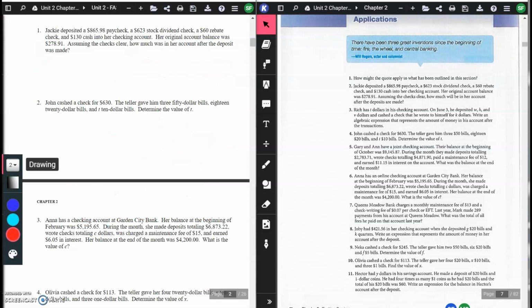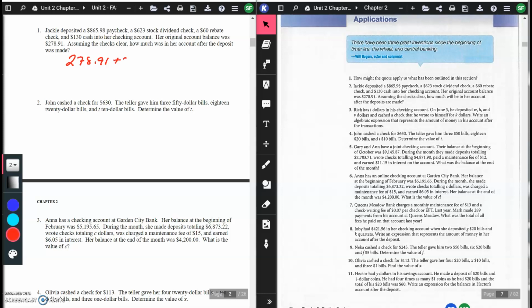Jackie deposited a $865.98 paycheck, a $623 stock dividend check, a $60 rebate check, and $130 worth of cash into her checking account. Her original balance was $278.91, so we're going to start with $278.91. Assuming the checks clear, how much is in her account after the deposit was made?